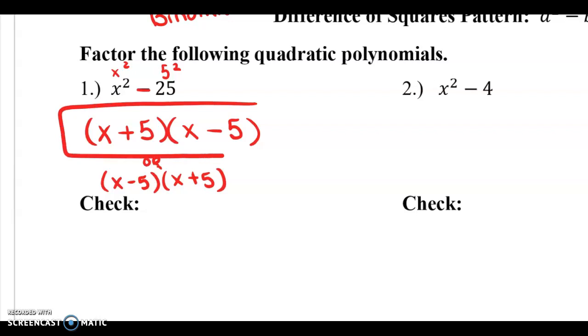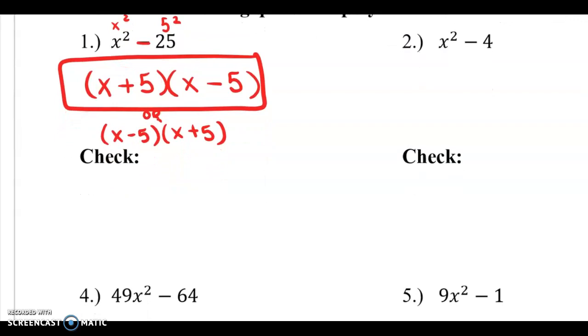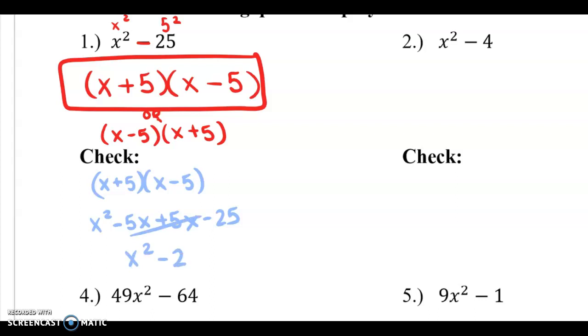And that's your answer. Let me check it by using FOIL or double distributing to show you that it does actually work out. So x plus 5 times x minus 5. First is x times x, which is x squared. Outer is minus 5x. Inner is plus 5x. Last is 5 times negative 5, which is negative 25. The middle two terms cancel out because negative 5x plus 5x cancels out. Gives you x squared minus 25. So notice how these things match. So we are good. All right, so that's what the pattern is.